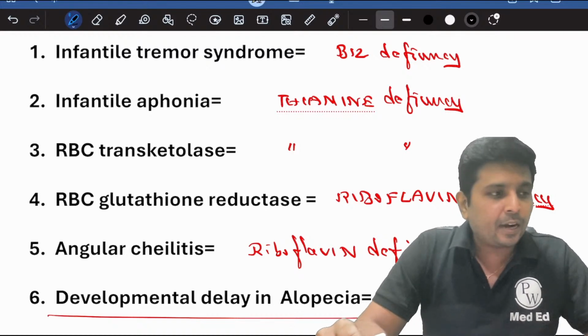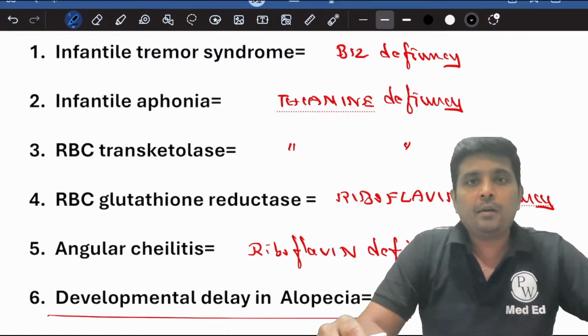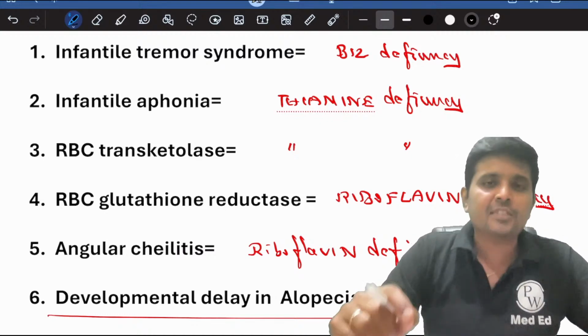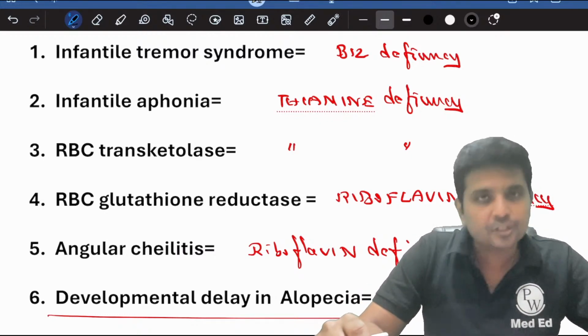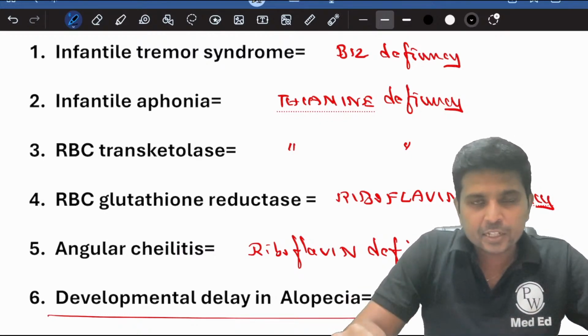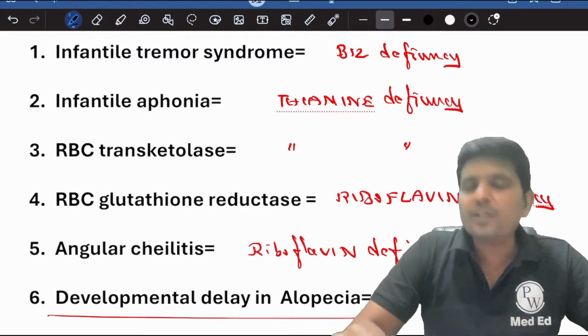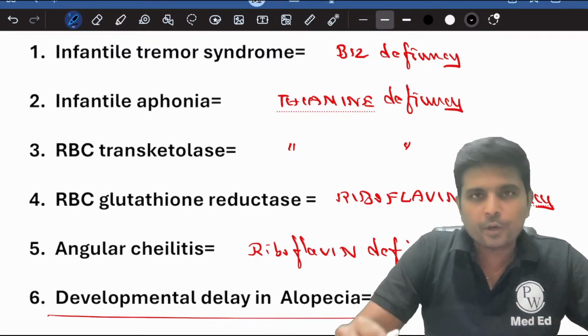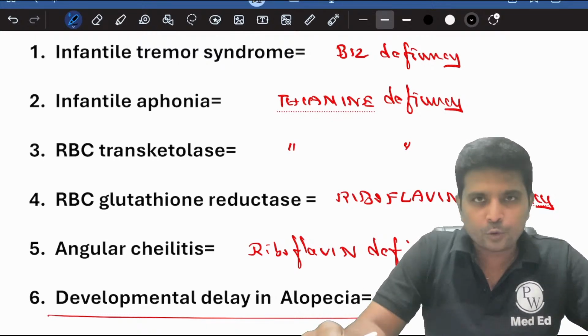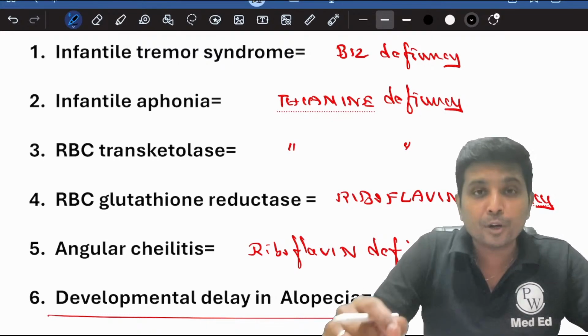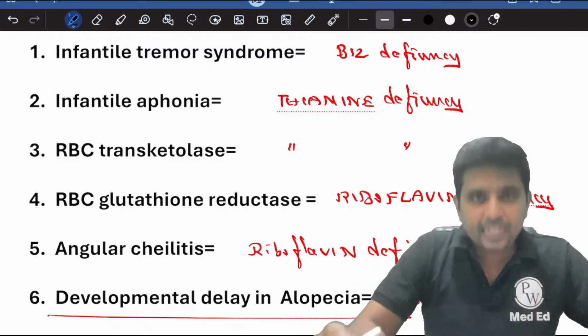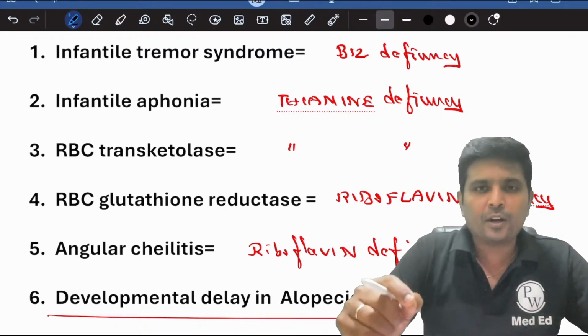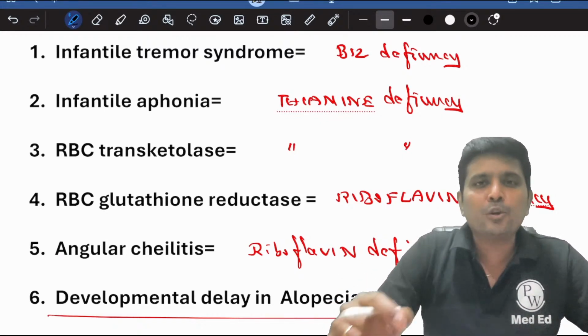And for your entrance examination, you must be saying that Schilling test is the investigation of choice. No, it is not Schilling test. The investigation of choice for B12 deficiency is methylmalonic acid, because B12 is the one which converts methylmalonic acid into succinyl-CoA. So when B12 is not there, methylmalonic acid in the urine is increased. So the investigation of choice for B12 deficiency is methylmalonic aciduria.